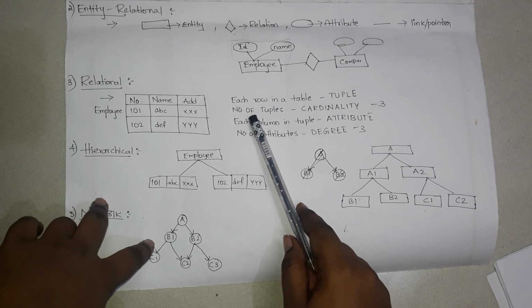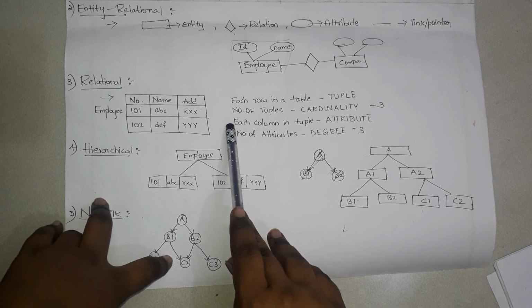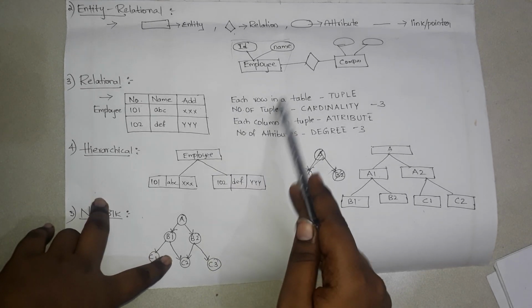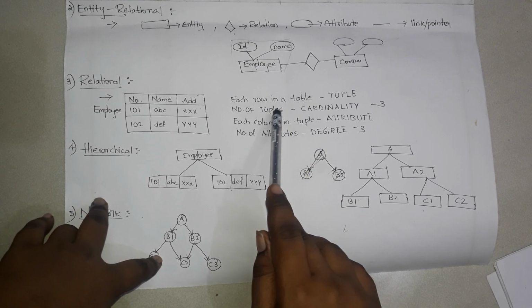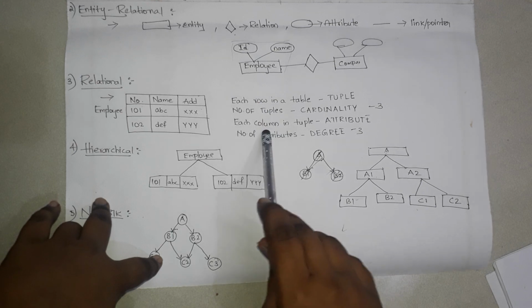Actually, in the relational model, changes in the database structure do not affect the data access. This is one of the advantages of the relational model. Also, we can write complex queries to access or modify the data from the database. It is easier to maintain security as compared to other models.